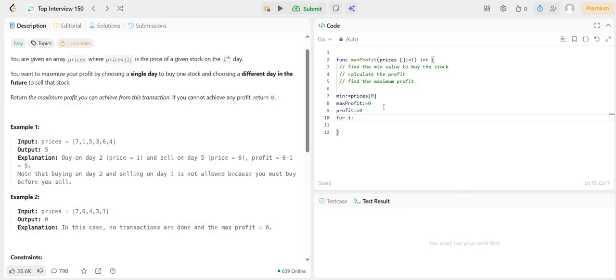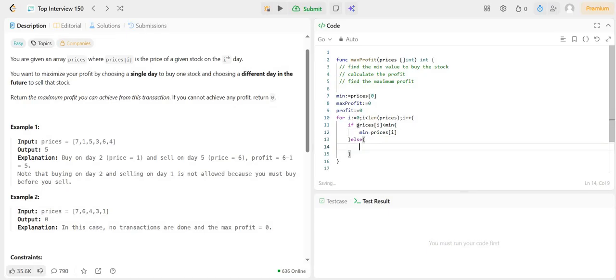So for i equal to 0, i less than length of prices, i plus plus. First, we have to find the minimum value. Let's say the minimum value is 7. How will you find it? You have to compare the current value with the minimum value. The current value is prices of i. For comparison we will use an if condition: if the current value, prices of i, is less than the minimum value, then we simply update the minimum value. Minimum value will be prices of i.